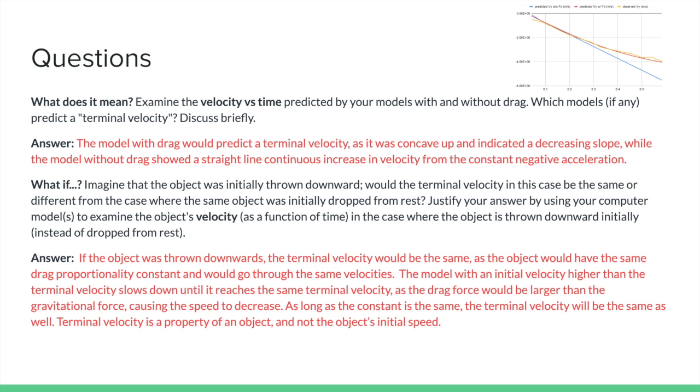The second question is, imagine that the object was initially thrown downwards. Would the terminal velocity in this case be the same or different from the case where the object was initially dropped from rest?